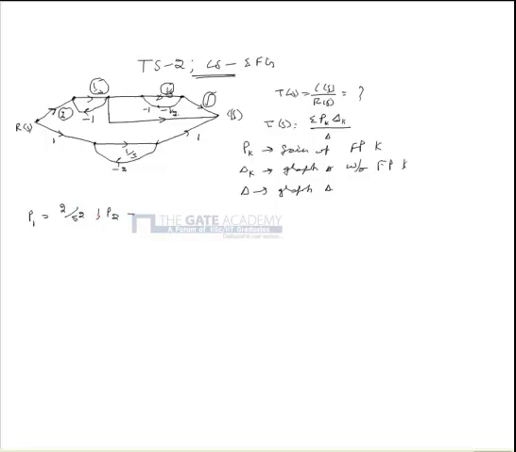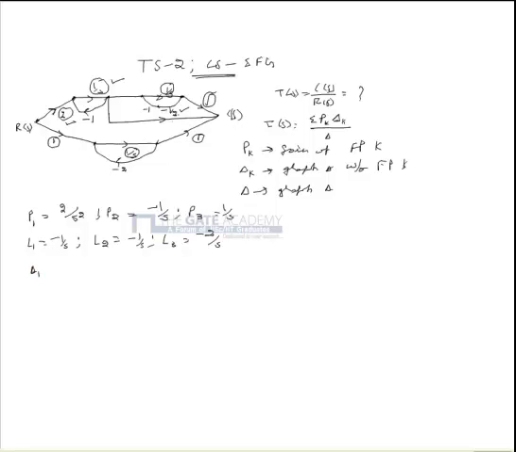and p2 is equal to gain of the forward path 2, which is product of the terms 2, 1 by s and minus half, which is equal to minus 1 by s, and p3 equal to product of the gains 1, 1 by s and 1, which is equal to 1 by s. And L1 is loop gain 1, which is minus 1 by s, and L2 is loop gain 2, which is minus 1 by s, and L3 is loop gain 3, which is minus 2 by s.